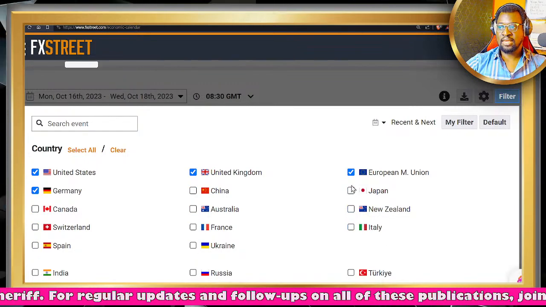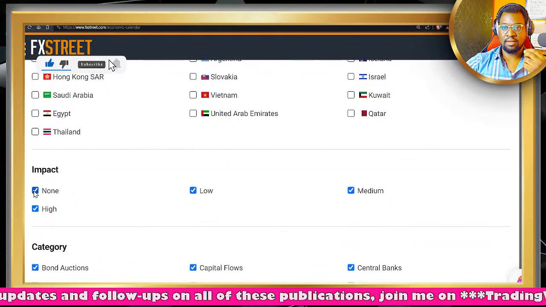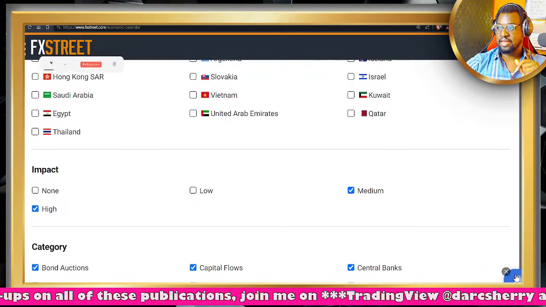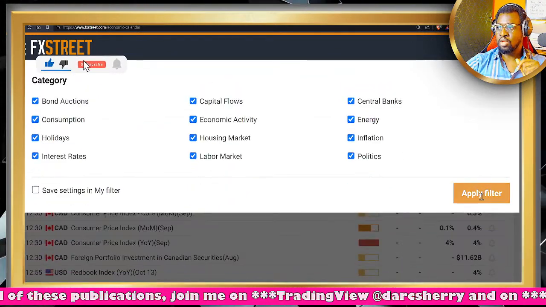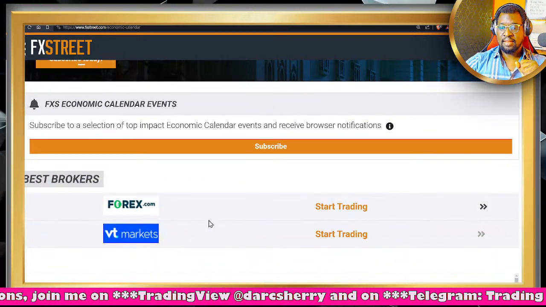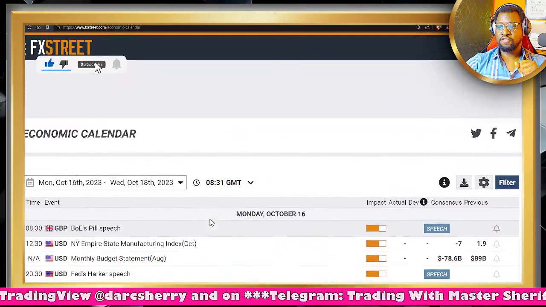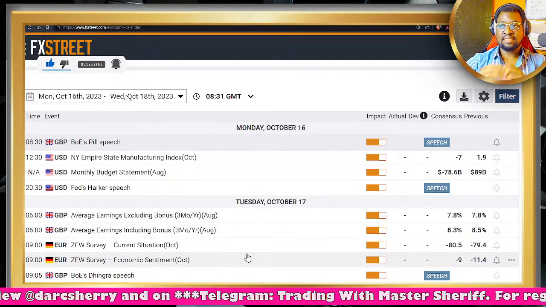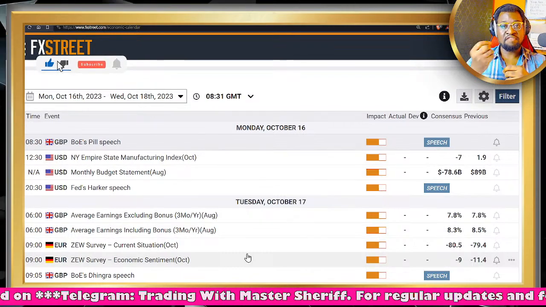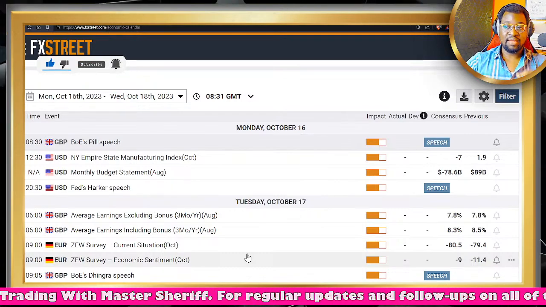So we are going to be focusing on the United States and the United Kingdom, and then the extent of the impact will be streamlined to only the medium and the high impact event here. So apply the filter and let's see what we have on the chart. Now let's allow this to load up. Okay, here we go. So for today, Monday, October 16th, we do not have any high impact event like I said earlier, but we have some events that also has a tendency of influencing the market sentiment, of course.